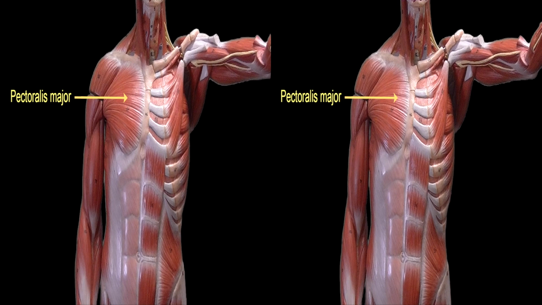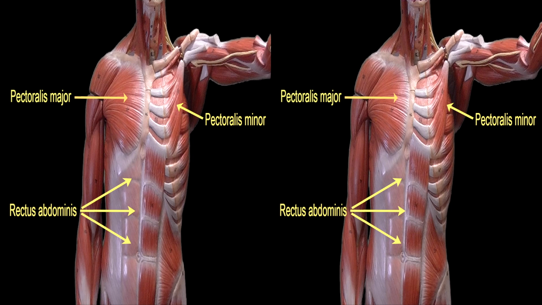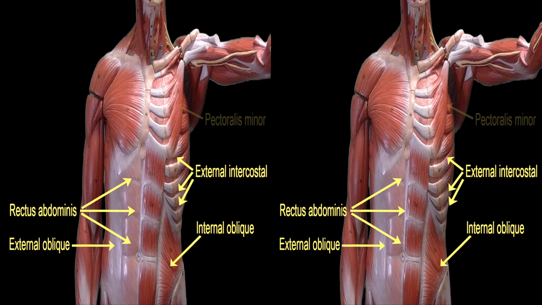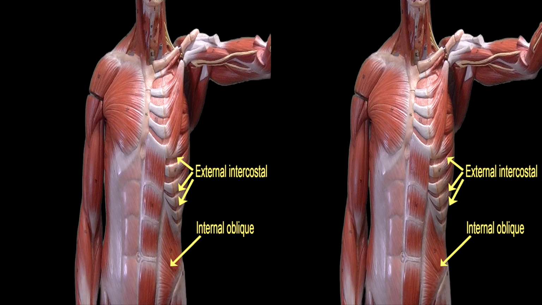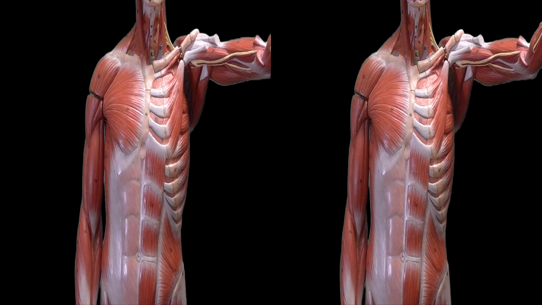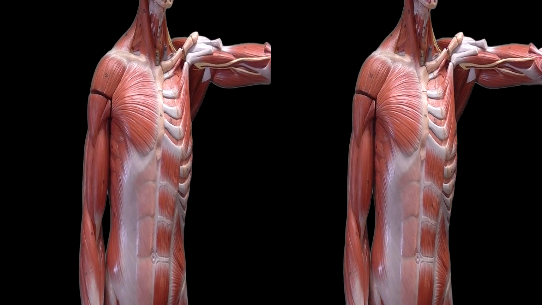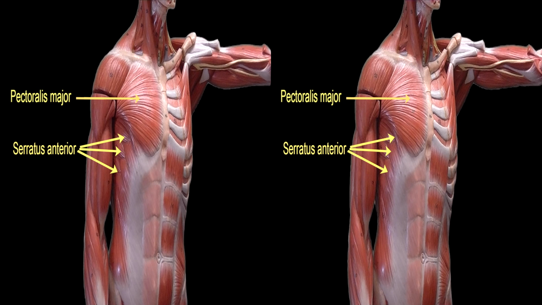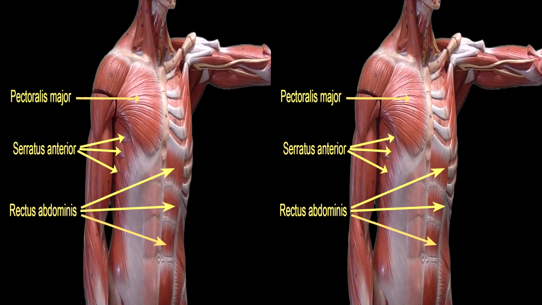Pectoralis Major, Pectoralis Minor, Rectus Abdominus, External Oblique, External Intercostal, Internal Oblique. Pectoralis Major, Serratus Anterior, Rectus Abdominus, External Oblique.